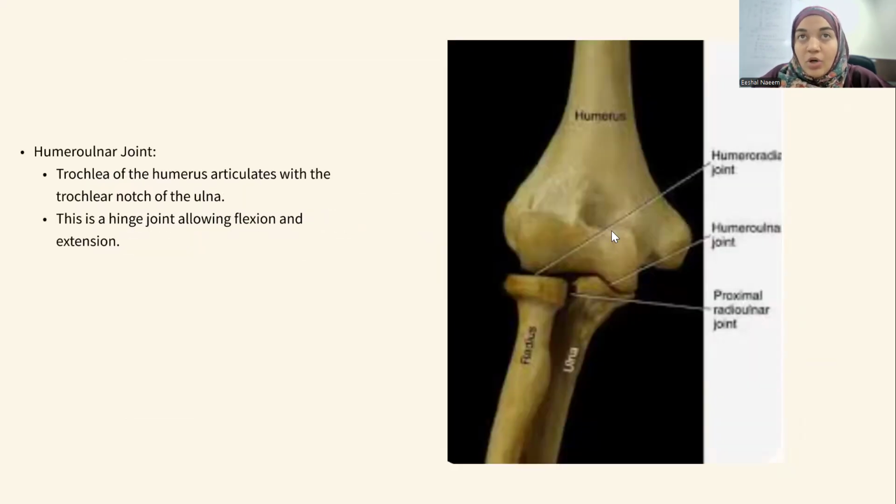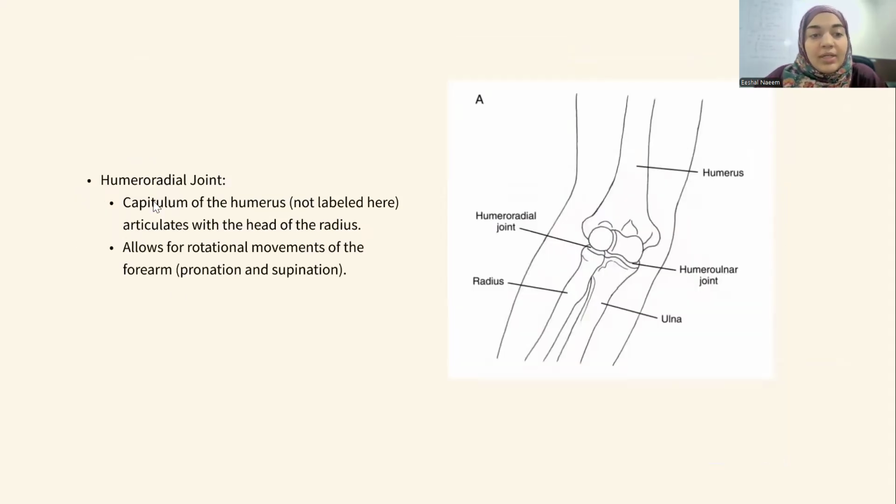So this is the humero-ulnar joint and this is the humero-radial joint, where I told you that the capitulum of the humerus is articulating with the head of the radius. So the capitulum of the humerus, which is not labeled here, articulates with the head of the radius, and it allows for rotational movements of the forearm, that is pronation and supination. And I told you that the head of the radius is not axisymmetrical, so it's not like an exact cylindrical head, which is why we have a cam effect, a lever effect when we talk about pronation and supination.